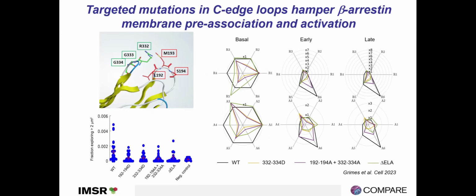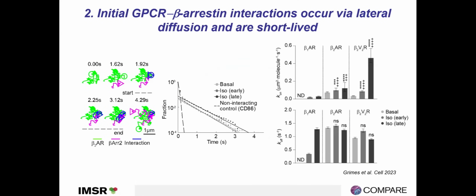And in fact, if you do that, you largely lose beta-arrestin interaction with receptors and activation in living cells. So that was quite surprising. The second surprise for us came when we looked at how individual receptors and beta-arrestin molecules meet.